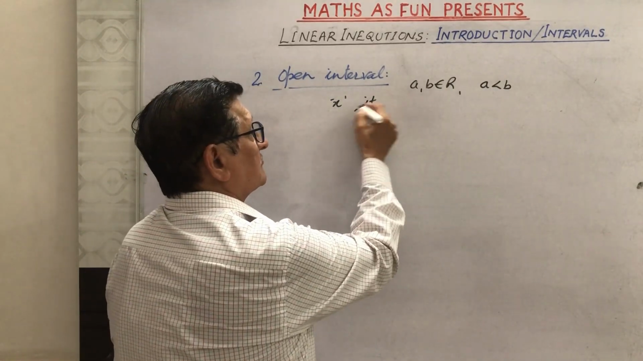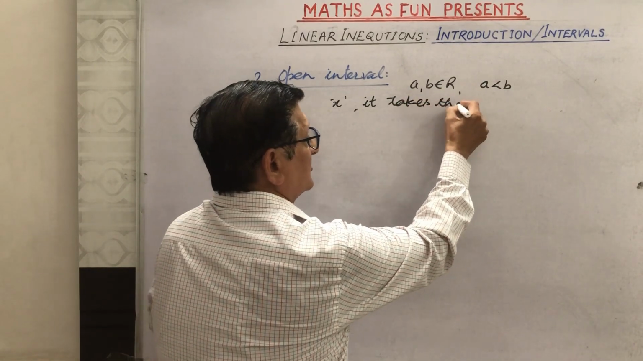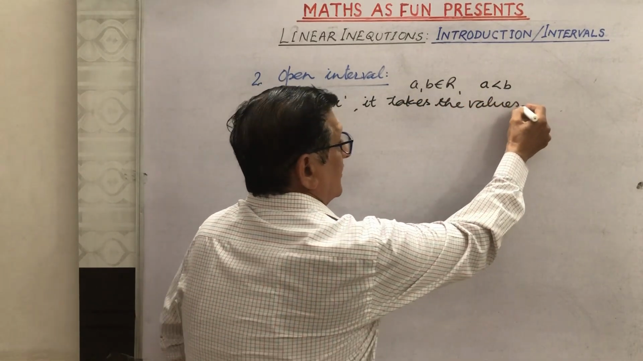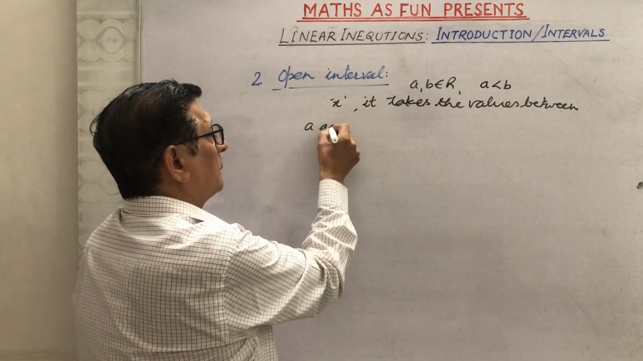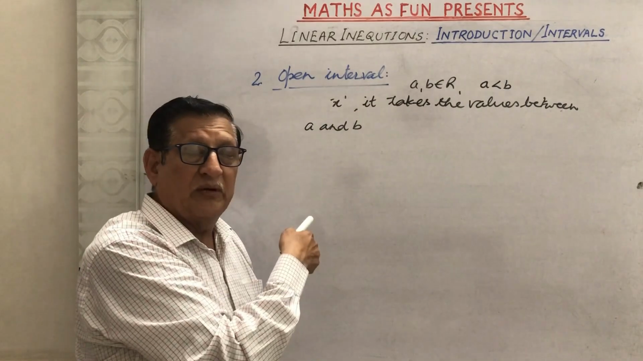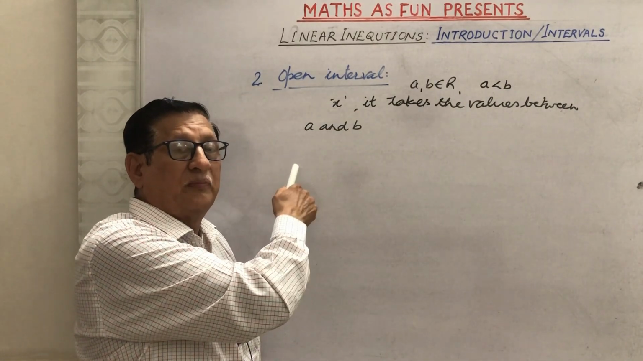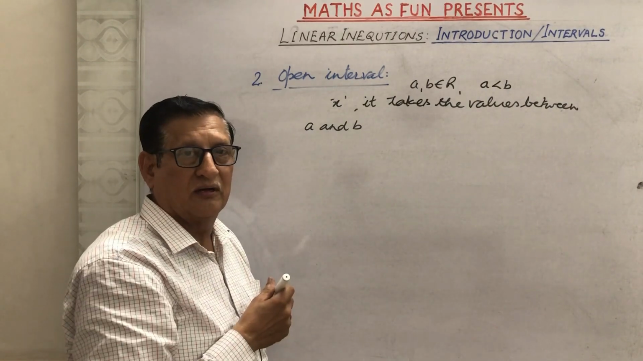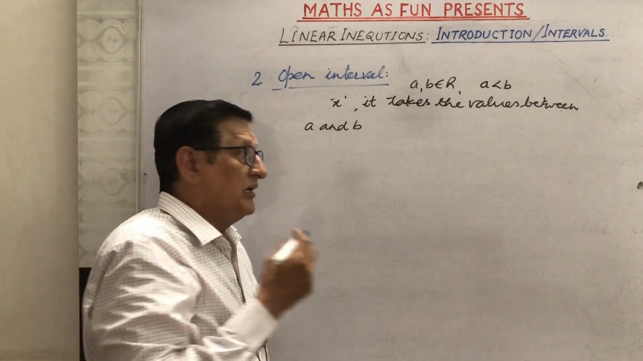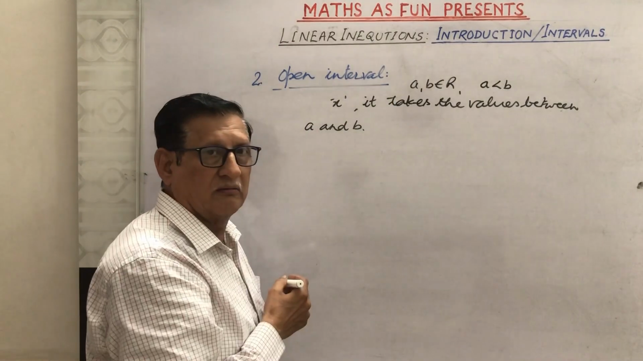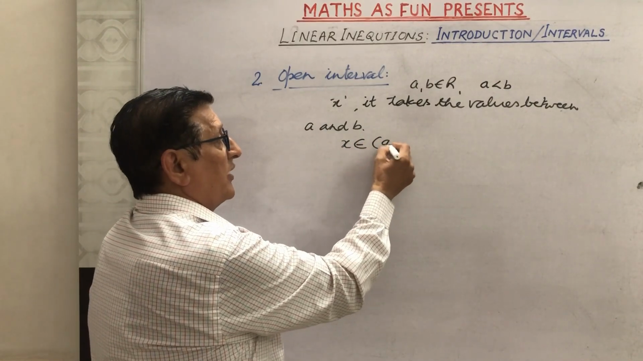It takes the values between a and b. Between a and b means a and b are not included. All the real numbers which are lying between a and b can be taken as the values by x according to the problem. Then it is an open interval, and it is represented as x belongs to (a, b).